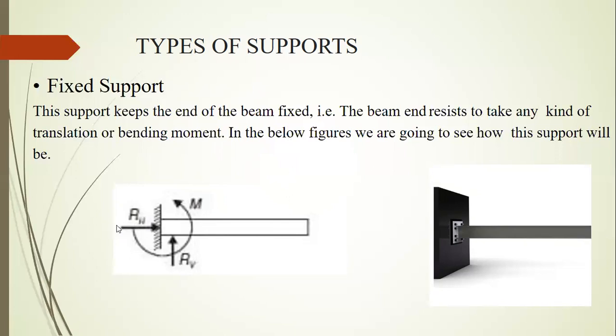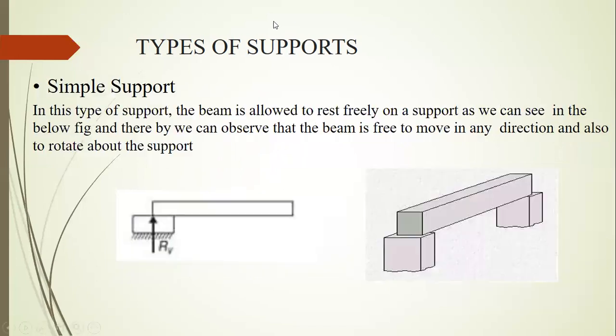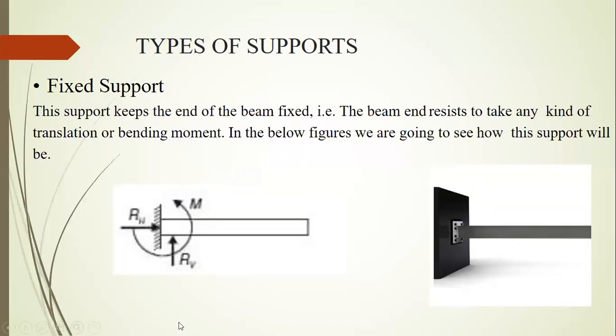One is translation motion. The object may move in the horizontal direction. So in order to avoid that, there will be a reaction in the fixed beam which is in the horizontal direction. Suppose the beam is trying to move in this direction, the reaction will always be opposite. Okay, so if the beam is trying to move in this direction, then the reaction will be opposite. So there will be a horizontal reaction. One is the horizontal reaction in the fixed support.